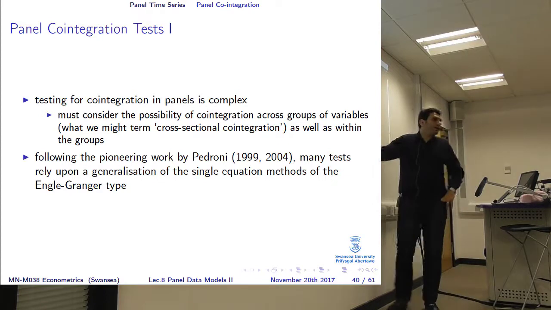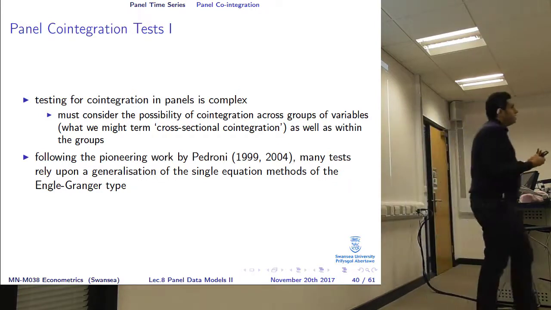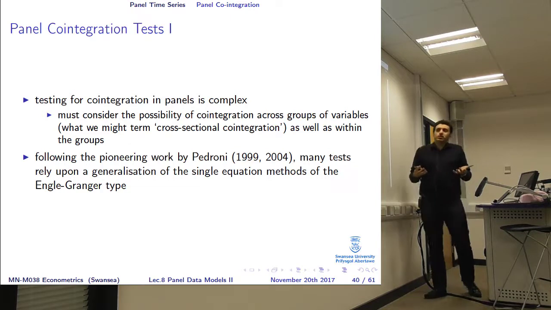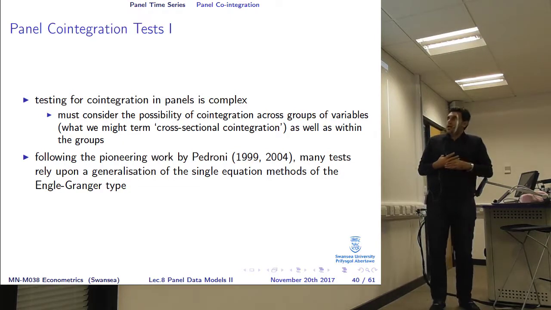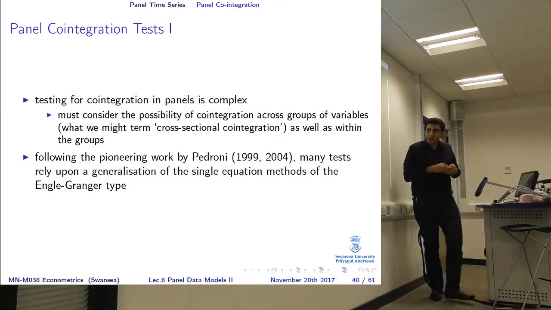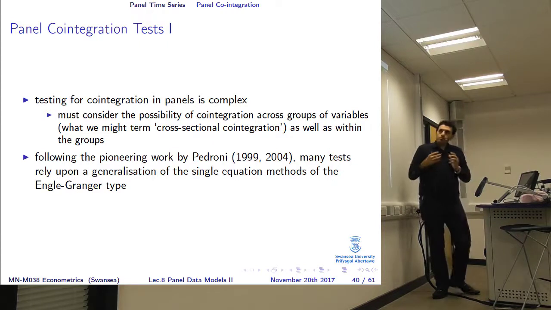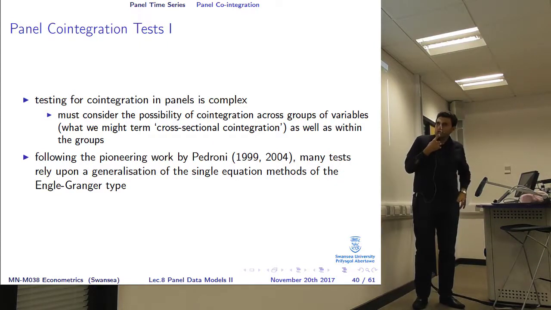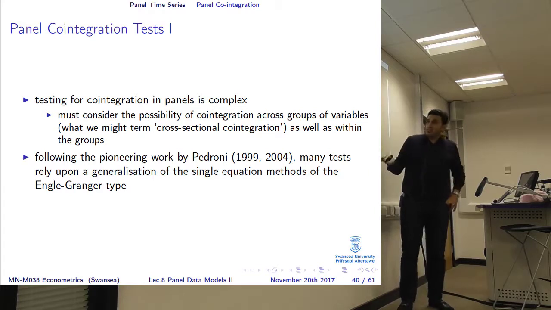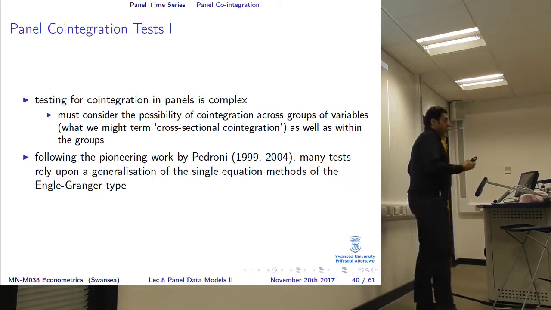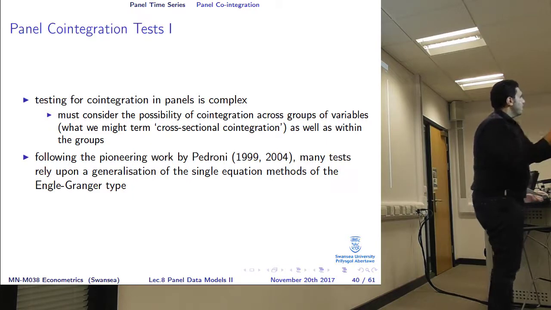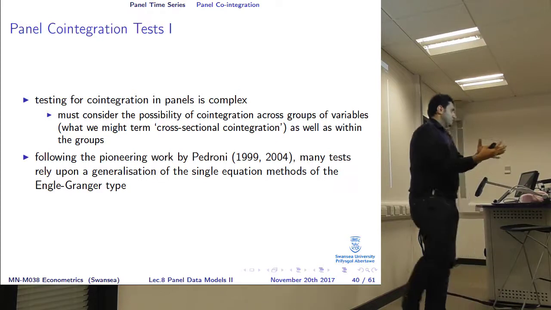Okay, so now, if we have I(1) data, let's go and see if there's a long-run relationship, or if there's cointegration or not. As I said, testing cointegration in panels is like the unit root test. It's probably more complex because you need to consider the possibility of cointegration across groups of variables as well as within groups. The early attempt to do this was Pedroni 1999, and many tests after that were based on the Engle-Granger type of test that we did before in time series. Do you remember what we did? We estimate the equation, we get the residual, and then we test the residual using an ADF or unit root test.